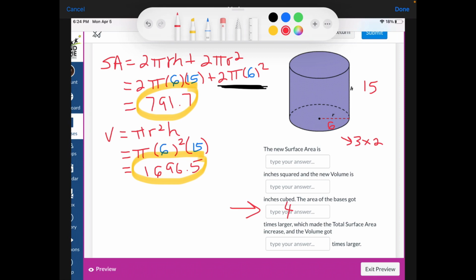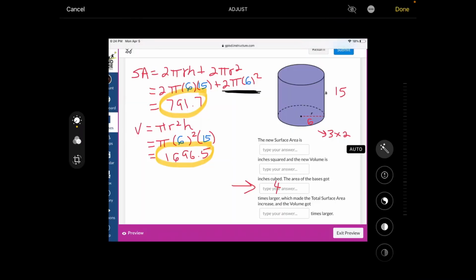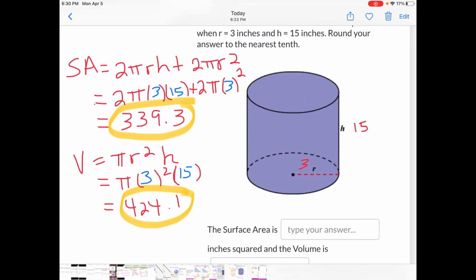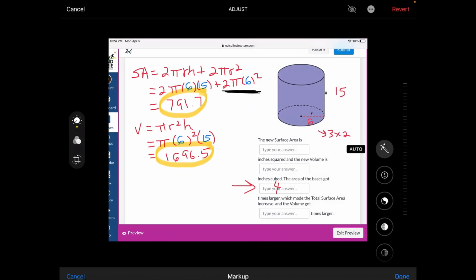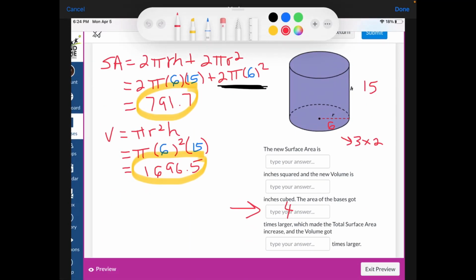Now let's compare the volumes. From here we're going to go back to the first picture, or this picture right here. The original volume was 424.1. If we took 1696.5 and divided it by 424.1, we are going to also get 4.